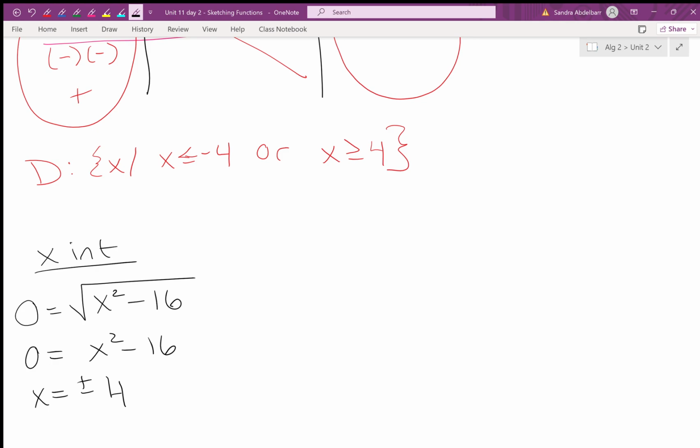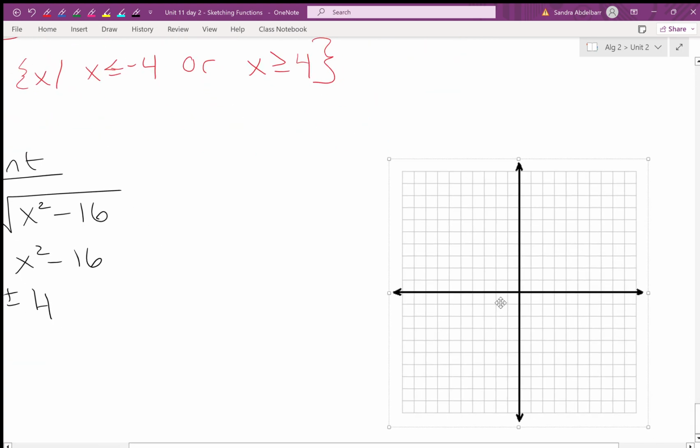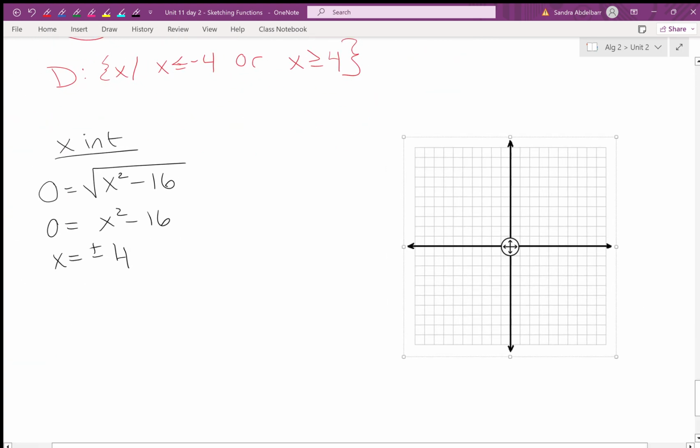Is there going to be a y-intercept here? No, because x equals 0 is not in the domain. Good. So what are we going to get? We have our x-intercepts, 1, 2, 3, 4. And what's going to decide how my shooting stars are going? The domain. Excellent. So my domain is saying we're greater than 4 and we're less than negative 4.